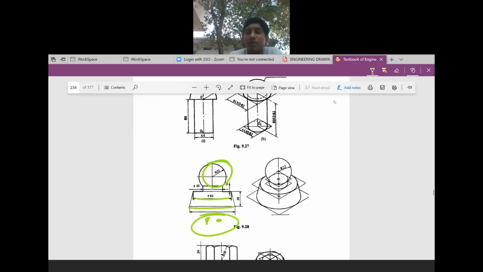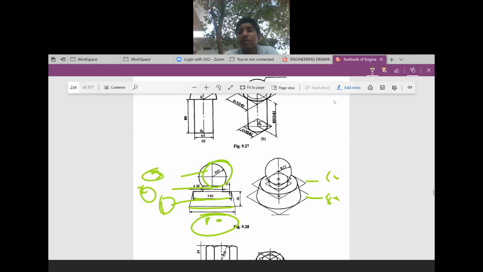For this cylinder, the top diameter is 60, the bottom diameter is 80, and you have three figures. This is one, this one is two, and this one is three. This is a composite figure diagram.